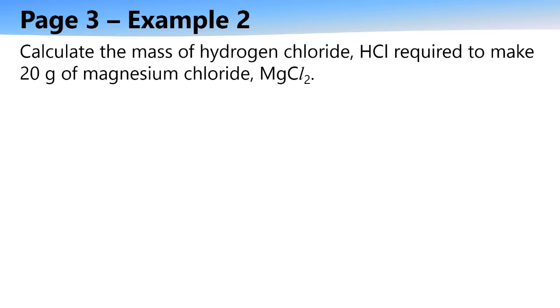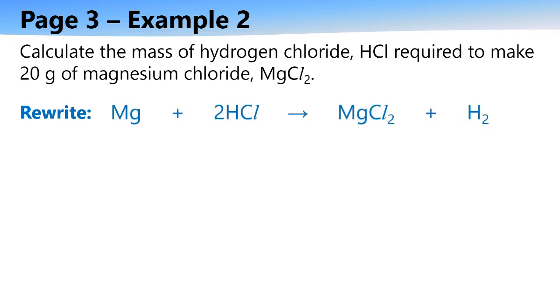Right, page 3, example 2. Calculate the mass of hydrogen chloride required to make 20 grams of magnesium chloride. As usual, I will rewrite the equation, giving a lot of space in between. Highlight or underline important pieces of information. So we have 20 grams of magnesium chloride. This is a given information, so I write it down.